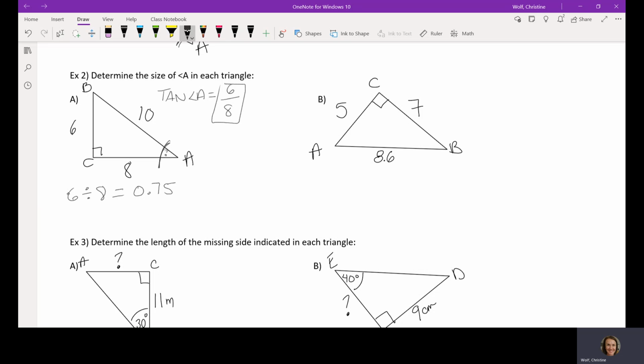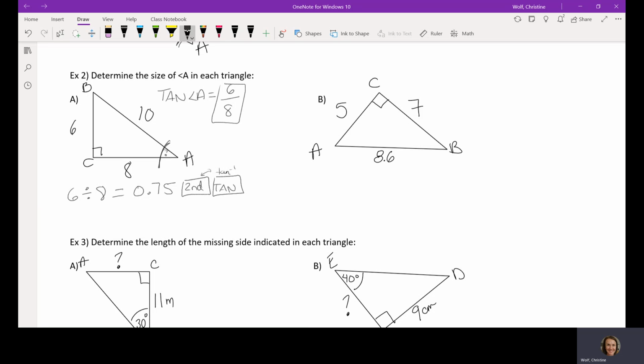Then to access my tan -1 button, I have to press second on my calculator. For you, it might be shift, or even inverse. Some calculators have inverse. So second, shift, or inverse, and that button's usually on the top left-hand side of your calculator, but not always. So just look for it and find it. And then I'm going to press the tan button, and that will actually access the tan -1 right above it. By pressing second, it actually accesses the -1.